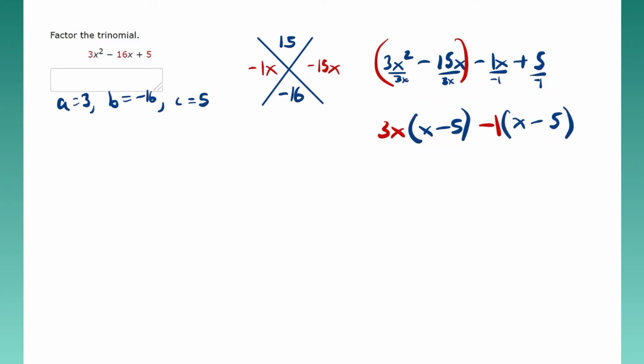All right, the final step is to take out the new GCF, which is a common factor, x minus 5. And you're left with 3x minus 1. And that is our final answer.